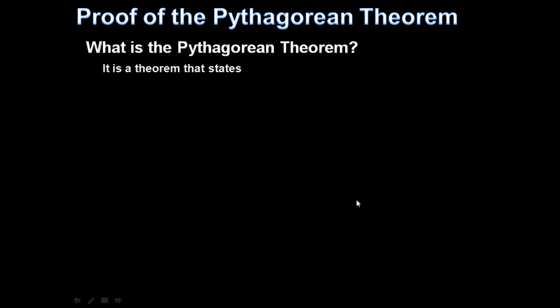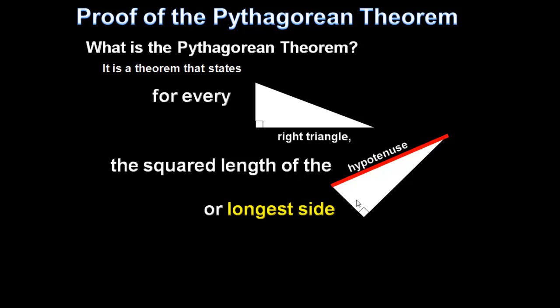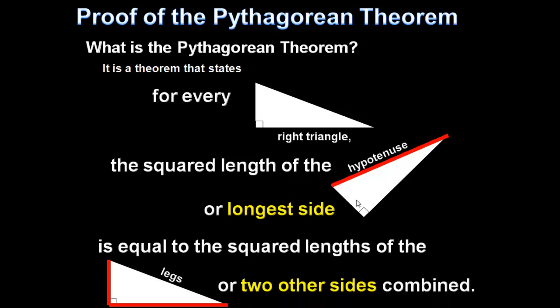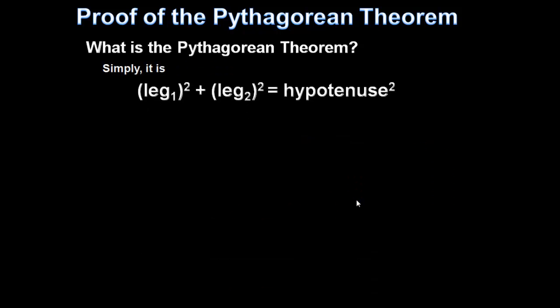What is the Pythagorean theorem? It is a theorem that states that for every right triangle, the squared length of the hypotenuse or longest side is equal to the squared lengths of the legs or the two other sides combined. Simply, it is leg 1 squared plus leg 2 squared equals hypotenuse squared.